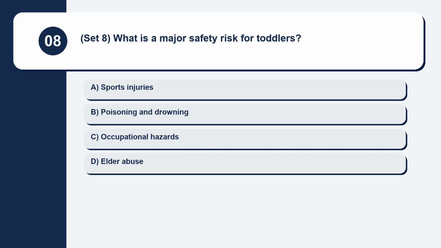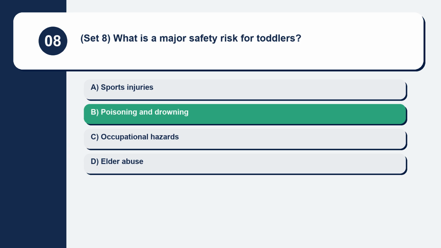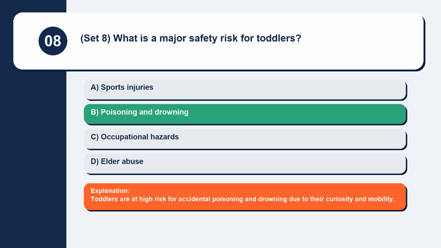Question 8. Set 8. What is a major safety risk for toddlers? Sports injuries, poisoning and drowning, occupational hazards, elder abuse. Toddlers are at high risk for accidental poisoning and drowning due to their curiosity and mobility.